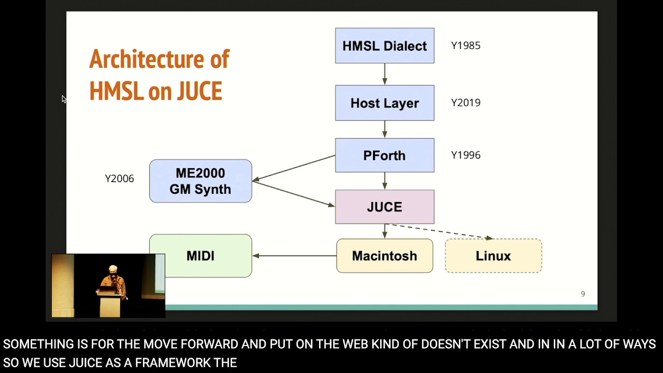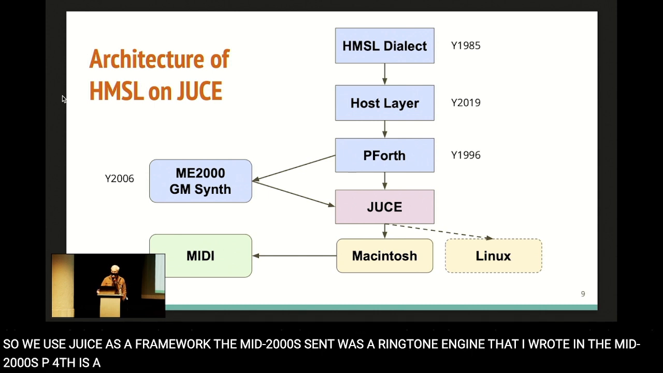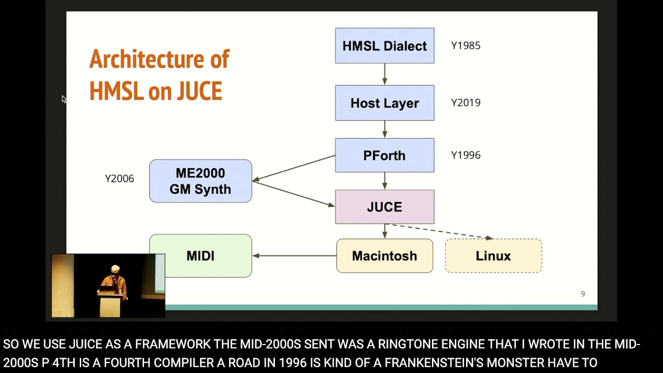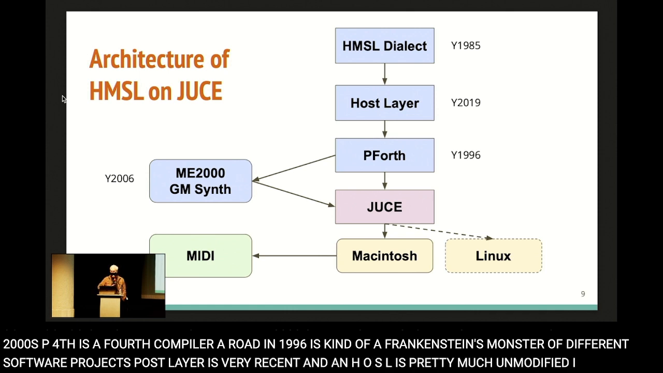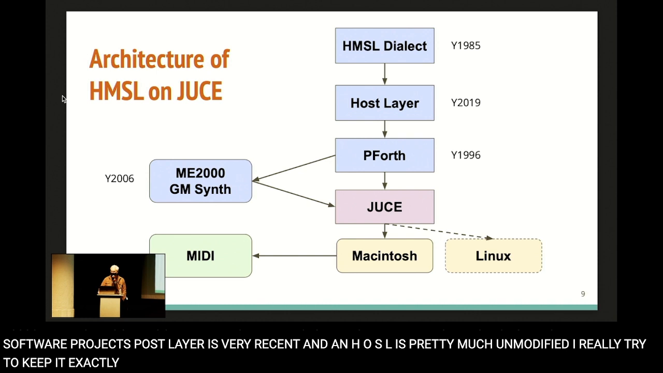The ME2000 synth was a ringtone engine that I wrote in the mid-2000s. P4th is a Forth compiler that I wrote in 1996. It's kind of a Frankenstein's monster of different software projects. The host layer is very recent, and then HMSL is pretty much unmodified. I really try to keep it exactly the way it was in 1985.